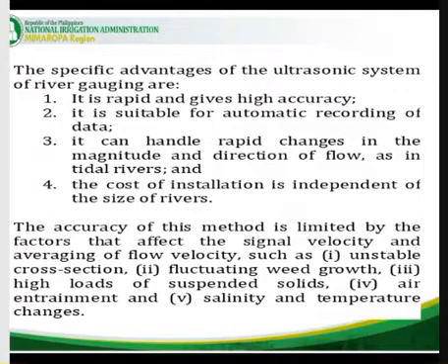The accuracy of this method is limited by the factors that affect the signal velocity and averaging of flow velocity, such as: one, unstable cross section; two, fluctuating weed growth; three, high loads of suspended solids; four, air entrainment; and five, salinity and temperature changes.